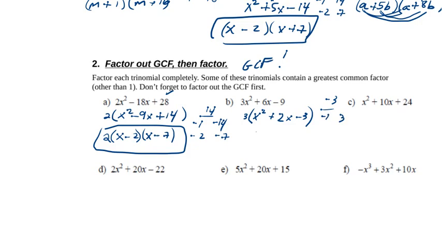So again, we're going to split this up. x in both, and then minus 1 in one of them, and then plus 3 in the other. And then don't forget your GCF at the beginning is part of your answer. So there we go.